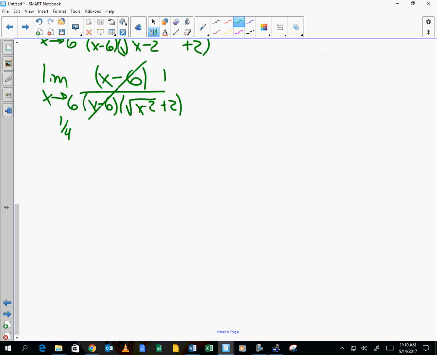I need to write the equation for the line. Y minus 2 is equal to 1/4 times x minus 6. So I have a 1/4 x. 1/4 times negative 6 is negative 3/2, plus 2. Negative 3/2 plus 2 is going to be positive 1/2. Equation for the line tangent. Okay.